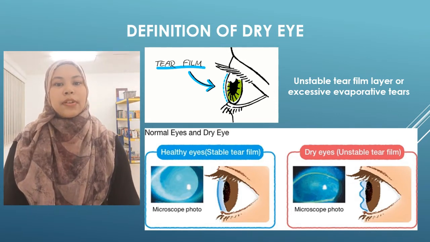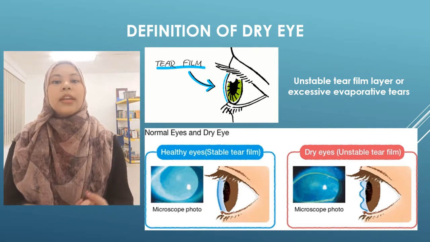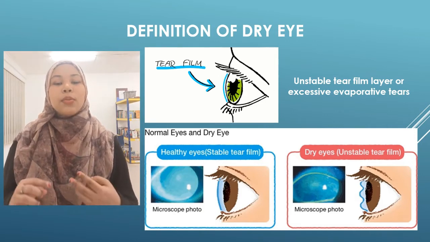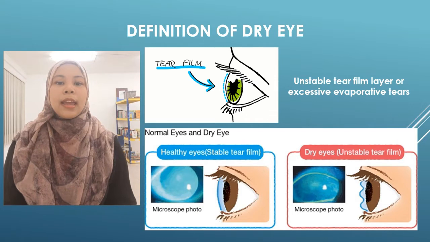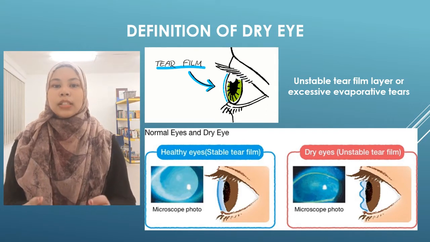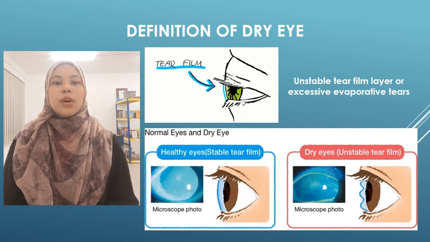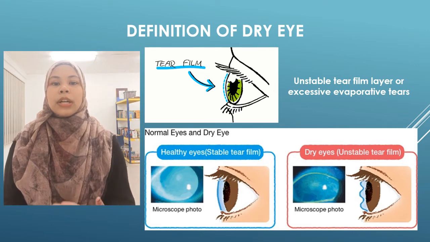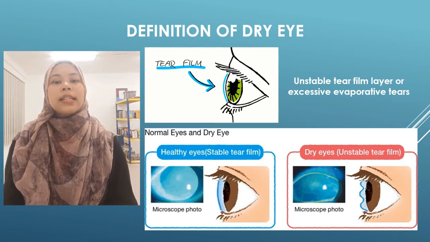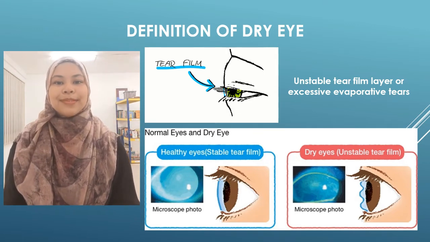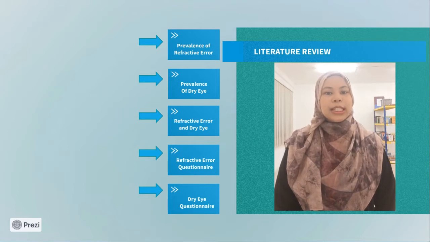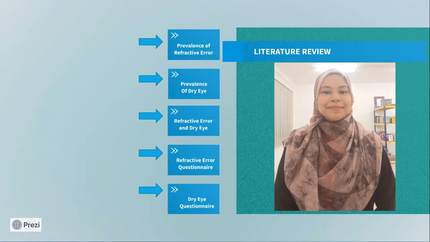And the tears are very important to provide lubrication, reduce the risk of eye infection, wash away foreign matter in the eye, and keep the surface of the eyes smooth and clear. So, when the tears are unstable or evaporate excessively, this can cause dry eye symptoms to occur. Now, we move to the literature review of this study.